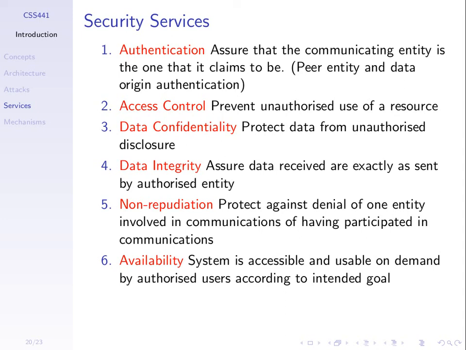What else is easy? Availability. Make sure the system, the network, the computer resources are accessible and usable as needed by the normal users. So we have a server, we build that server to support 100 users at the same time, then the availability service is making sure that that server will remain available to those 100 users. An attack on the availability service, a denial of service attack, would make the server unavailable to those users. The other 2, access control.